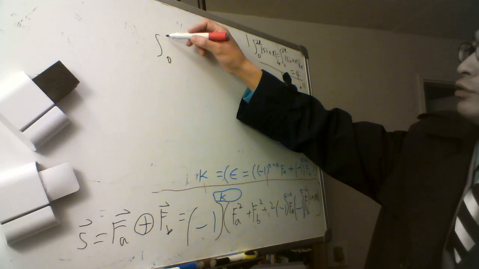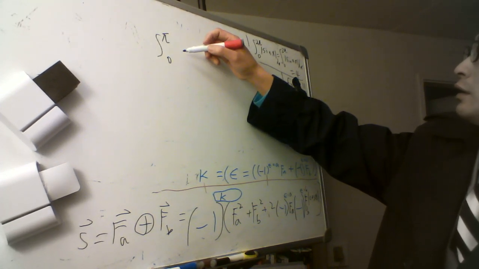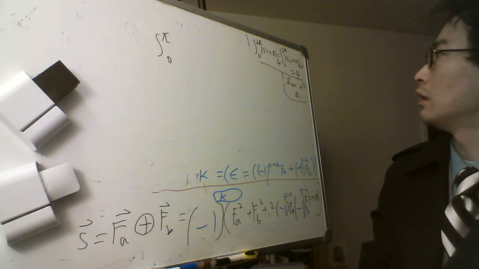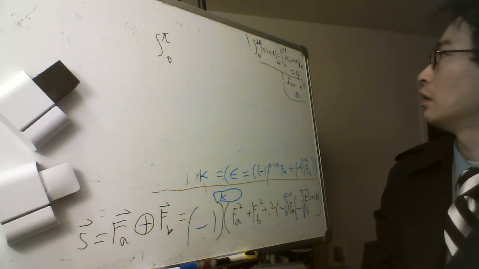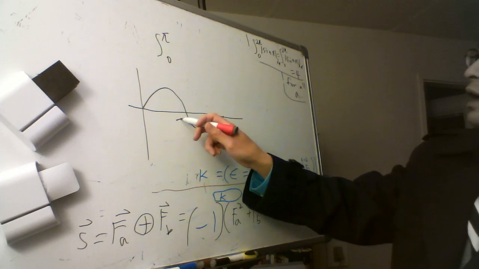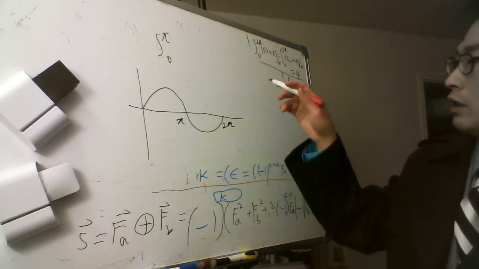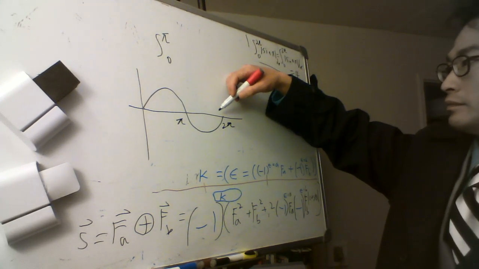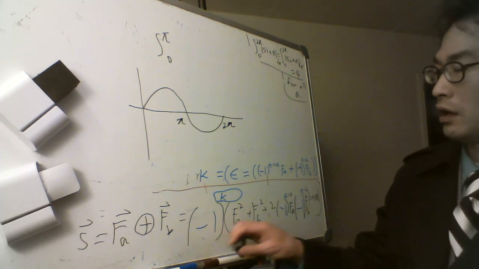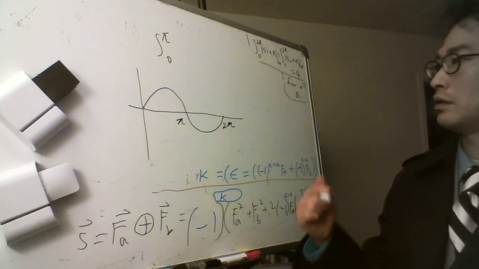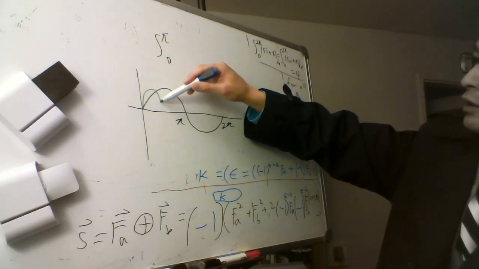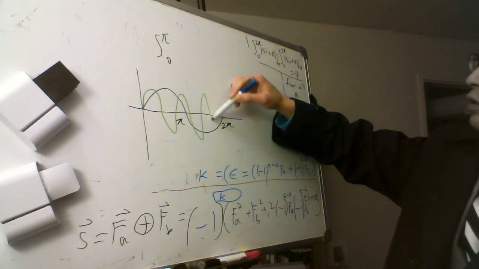Integral from zero to pi. Well, you have, this is pi, 2 pi, okay? Now, for A, when A is equal to 2, when A is equal to 3, okay, so it goes like 2, 1, 2, 1, 3, okay?